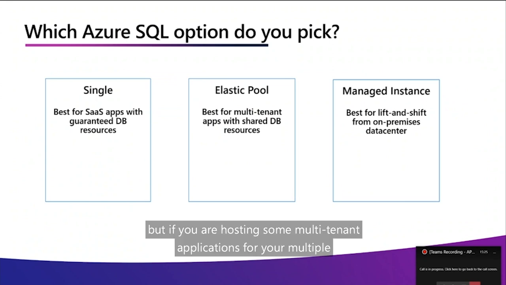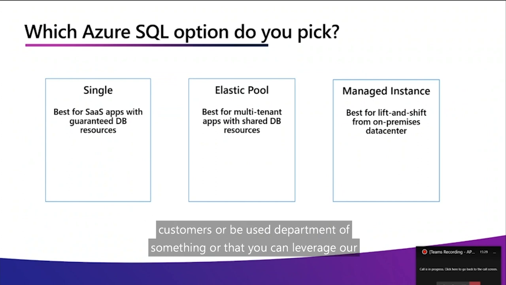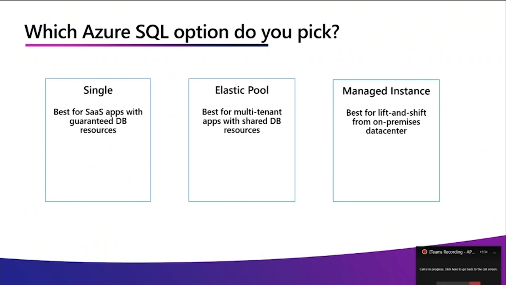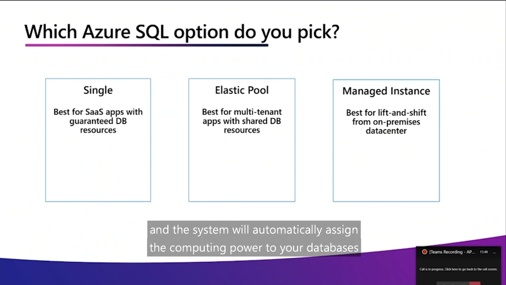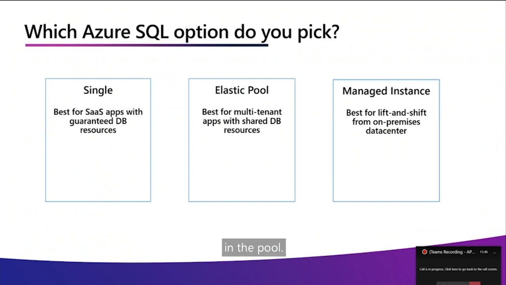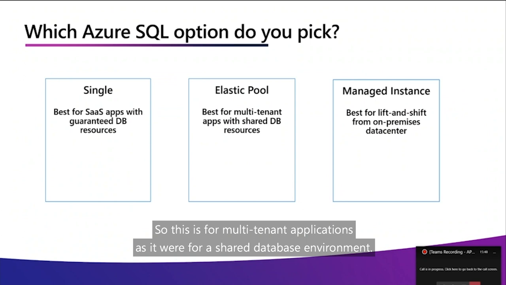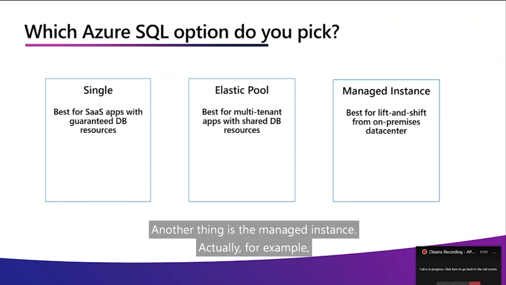But if you are hosting some multi-tenant applications for your multiple customers or BUs, departments, something like that, you can leverage our elastic pool of database. Okay. That means you can purchase a specific transaction unit for your database, and then the system will automatically assign the computing power to your databases in the pool. So this is for multi-tenant applications with a shared database environment.